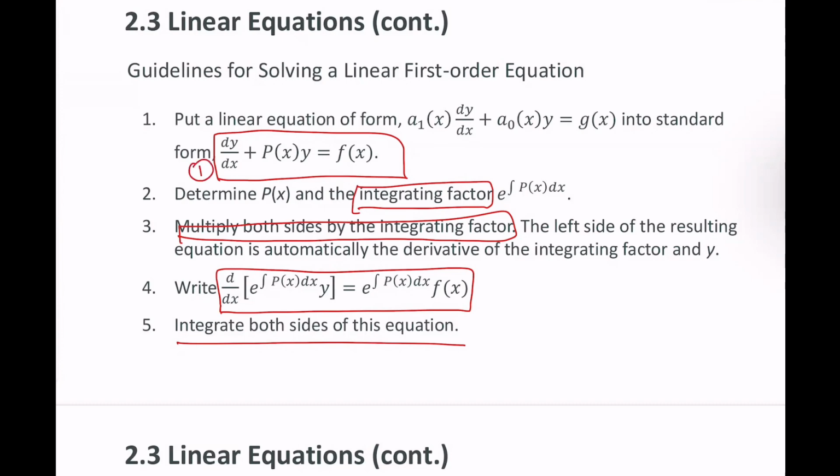Step number 1 is this standard form. Step number 2, integrating factor. How? Using this equation, e to the integral p(x) dx. Step number 3, multiply both sides with the integrating factor. Step number 4, with this form. And step number 5, integrate both sides and solve. So for our class, if I say solve using the integrating factor, then you need to go through these 5 steps.